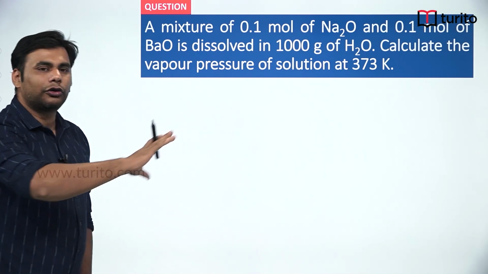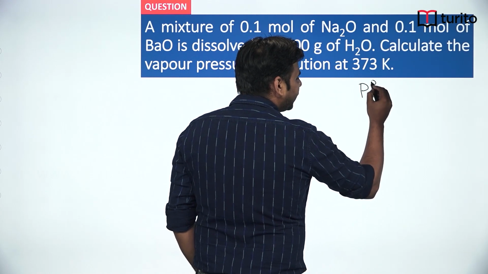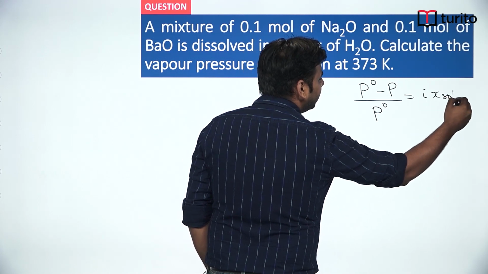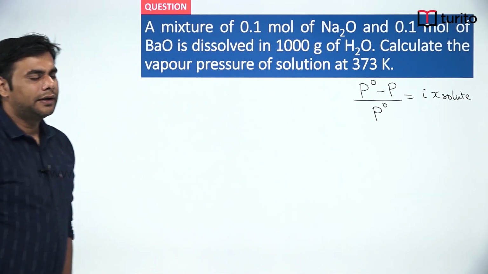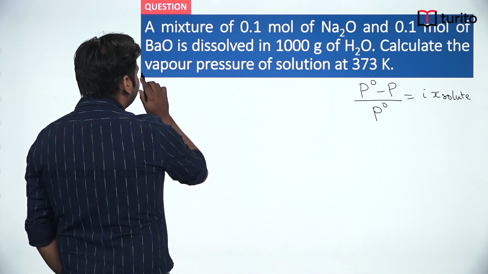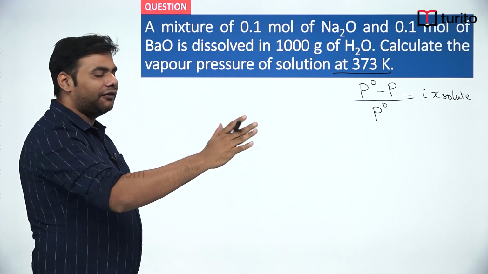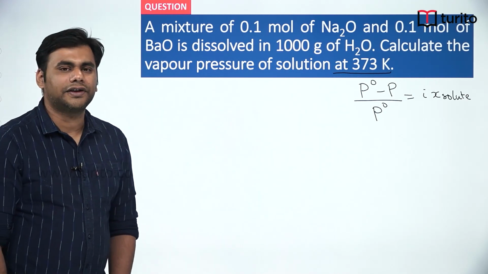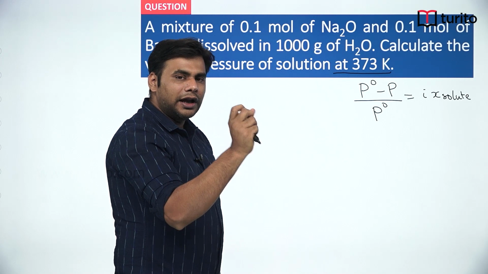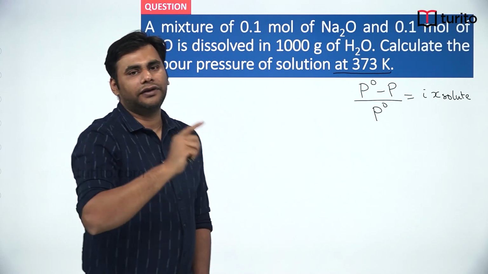Now the vapor pressure of pure water is not given to us. We know that the formula of relative lowering of vapor pressure is (P naught minus P) upon P naught equals i into mole fraction of solute. But here the value of P naught is not given to you. However, at 373 Kelvin and 1 atm, the vapor pressure of pure water is 760 mm of Hg, because at that point the water would start boiling.